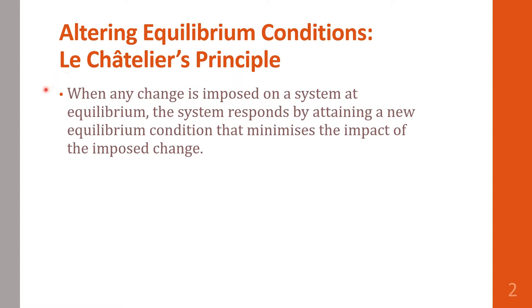It suggests that when any change is imposed on a system at equilibrium, the system would respond by attaining a new equilibrium condition that minimizes the impact of that imposed change. This means if you disturb the equilibrium system by any change, the reaction would try to shift in the direction that minimizes or reduces the impact of the change.